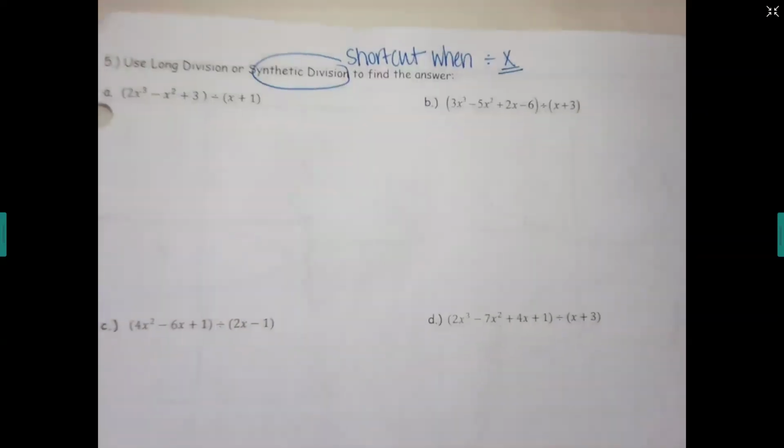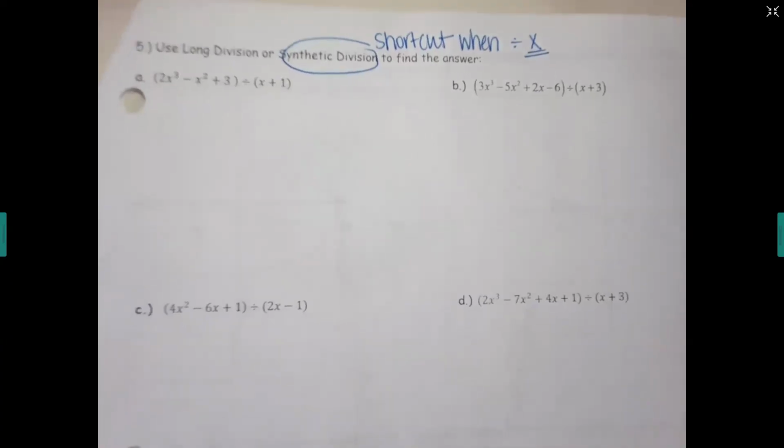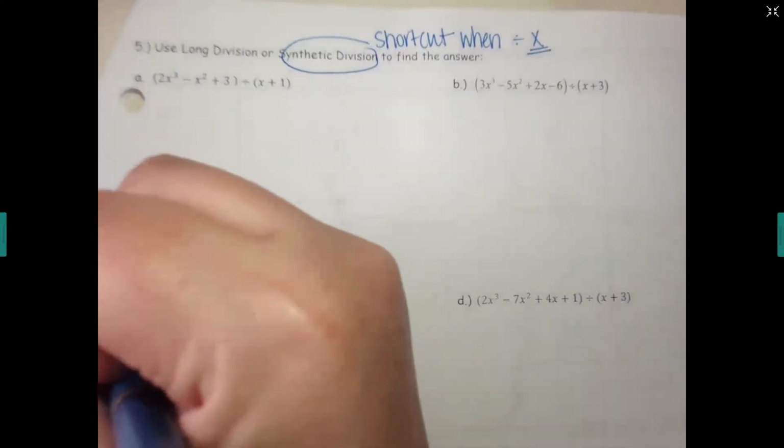All right, so will you look at the 5 questions? There's an A, B, C, D, E. Which ones have to be long division that you can't shortcut? C and E. Very good. So I'm going to put no shortcut.